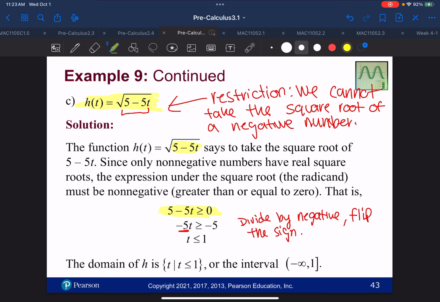So therefore my domain is all values of t that are less than or equal to 1. In interval notation, that would be starting at negative infinity and going to 1 with a bracket since we're including 1. So that is our domain.